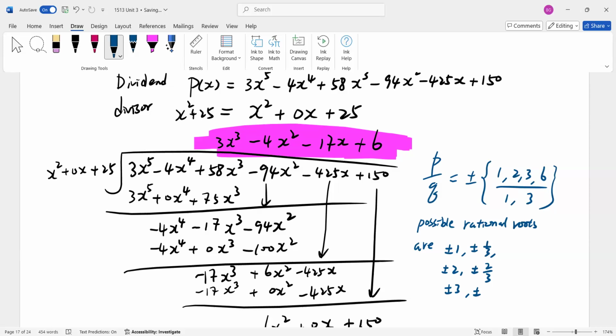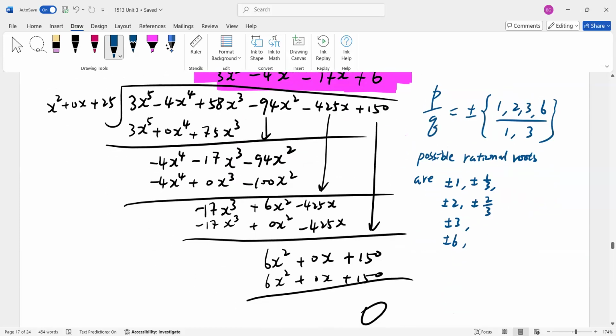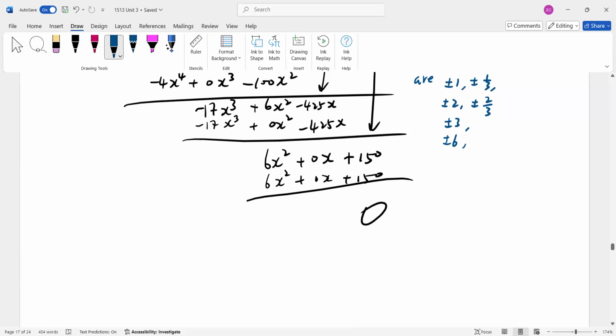1. We already have that. So we don't have this part. Plus minus 6 and plus minus 2. We already have that. So let me double check. Plus minus 1, plus minus 1/3, plus minus 2, plus minus 2 over 3. Plus minus 3 over 1, plus minus 3 over 3, which is 1. We already have that. Plus minus 6 over 1, plus minus 6 over 3, which is 2. We already have it. Okay, so it's going to take a while to do the synthetic division, but let's do it.